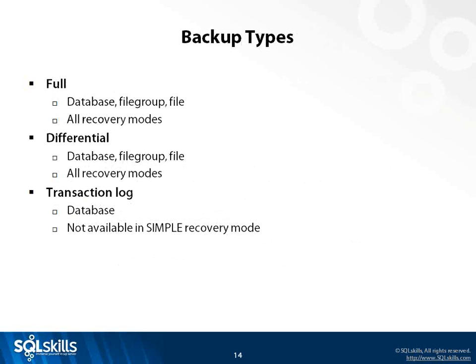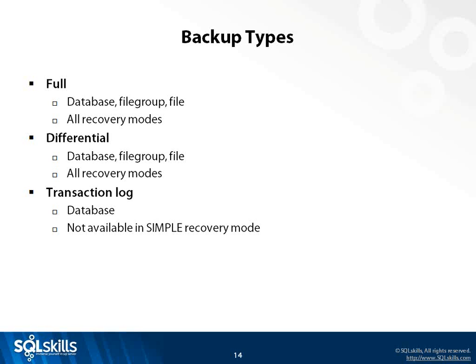So the different types of backups: a full backup, a differential backup, and a transaction log backup. When somebody says a full backup, they're generally meaning a full database backup. A full backup just means that you're backing up the entire contents of something. And you can do full backups of a database, a file group, or a file. File group and file level backups are more advanced. They're nowhere near as commonly used as just a regular full database backup.